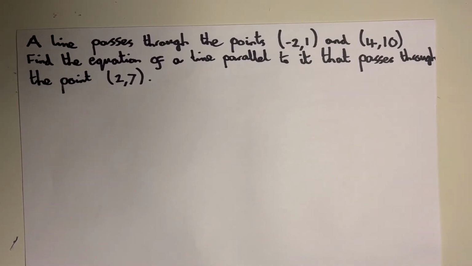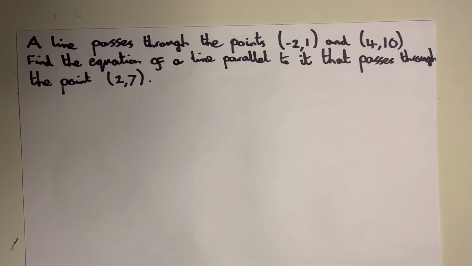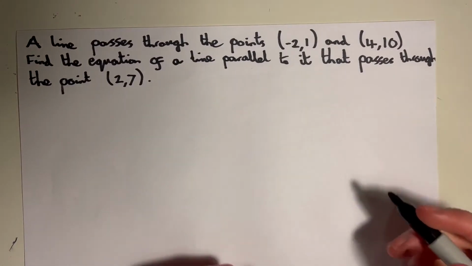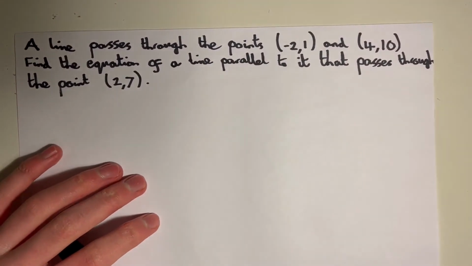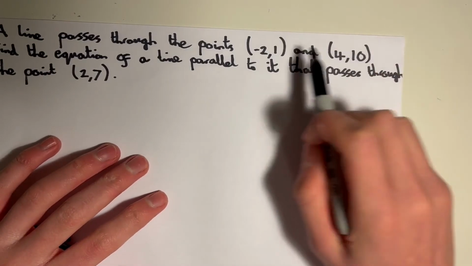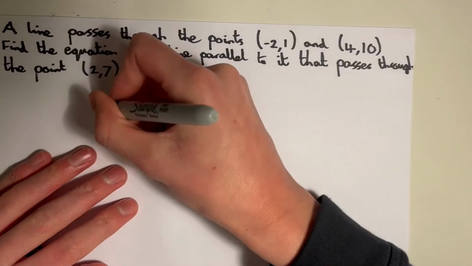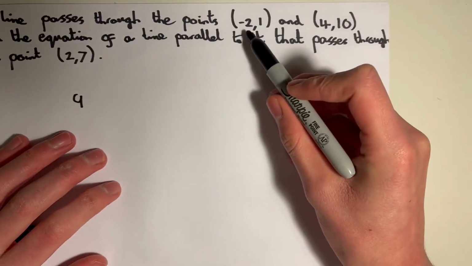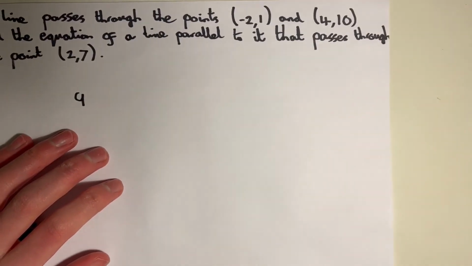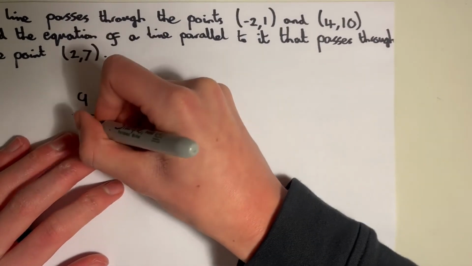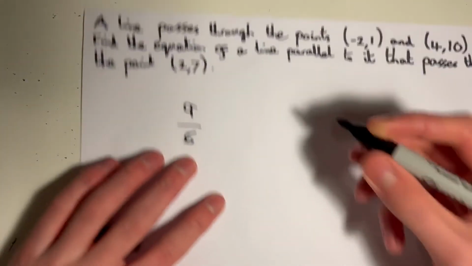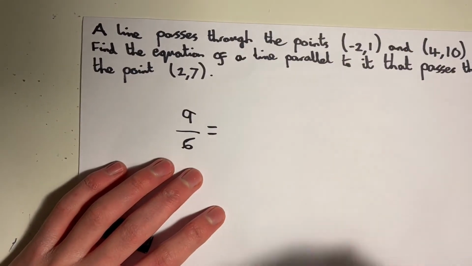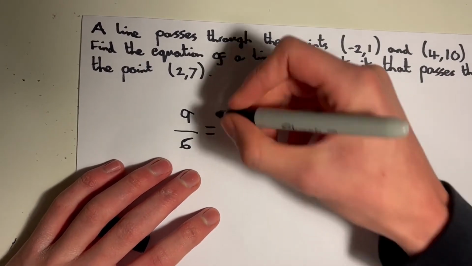A line passes through the points minus 2, 1 and 4, 10. Find the equation of a line parallel to it that passes through the point 2, 7. First thing we're going to do is find out the gradient of the first line. So gradient, as we know, is change in y over change in x. So the change in y from these points is 10 minus 1, which is 9, divided by 4 minus minus 2, which would be plus 2, which would be 6. So 9 over 6 simplifies to 3 over 2, or we'll write it as 1.5.